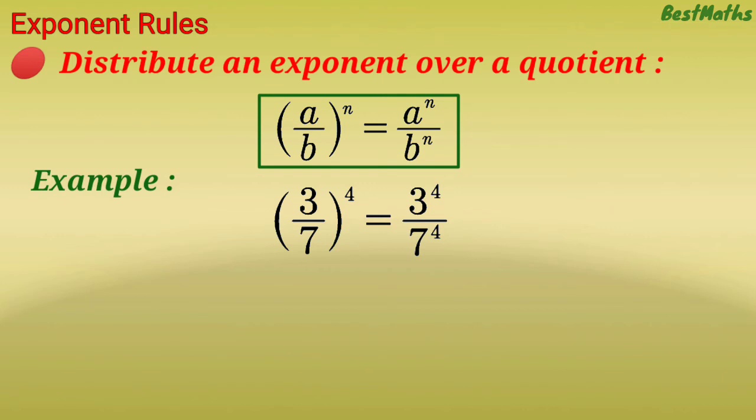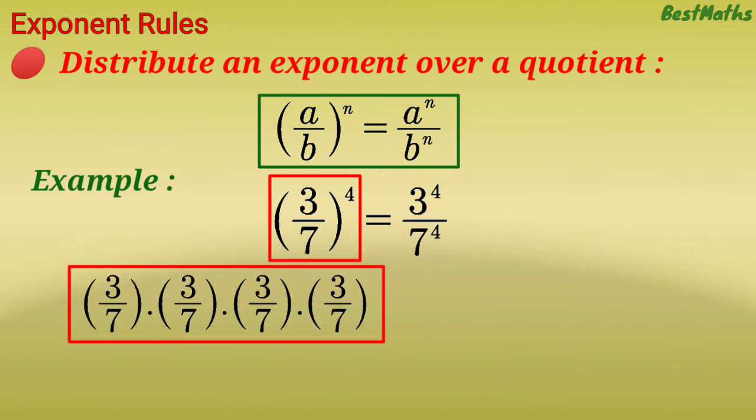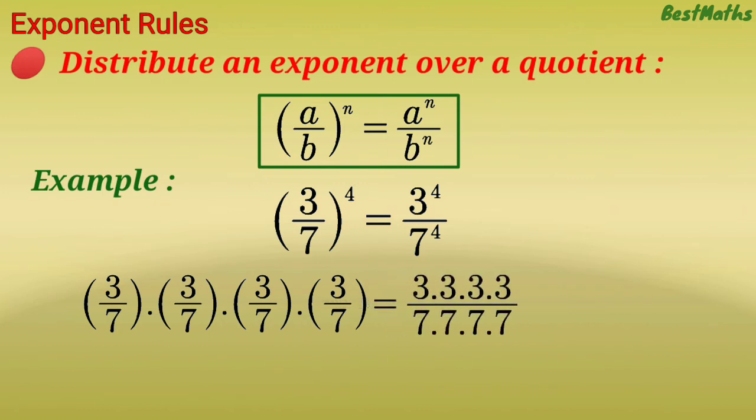And this makes sense because 3 over 7 all raised to the 4 can be expanded as 3 over 7 multiplied by itself 4 times, which can be written as 3 multiplied by itself 4 times divided by 7 multiplied by itself 4 times. And that's going to be 3 to the 4 power over 7 to the 4 power, as wanted.